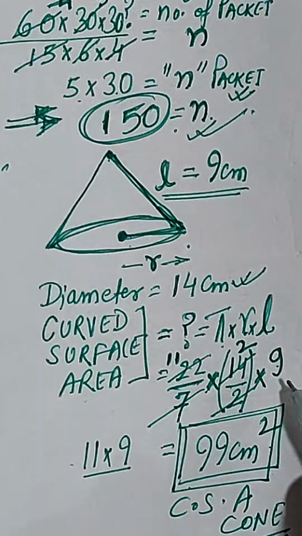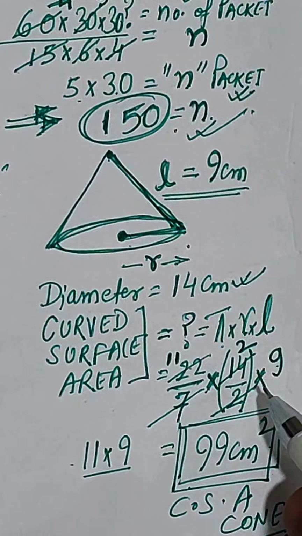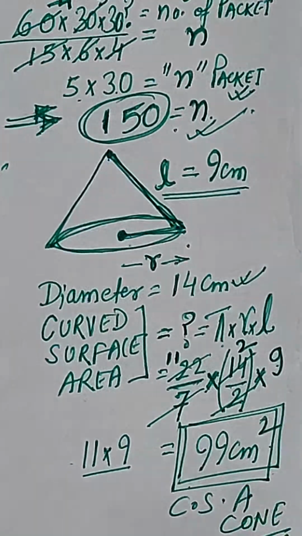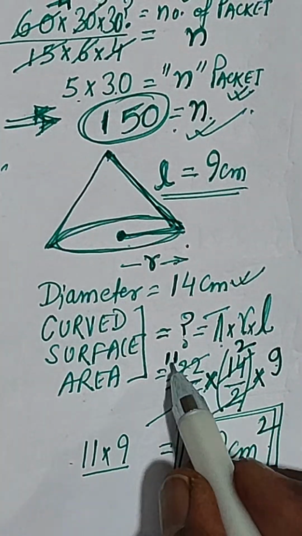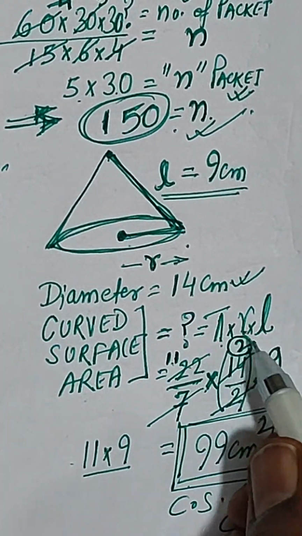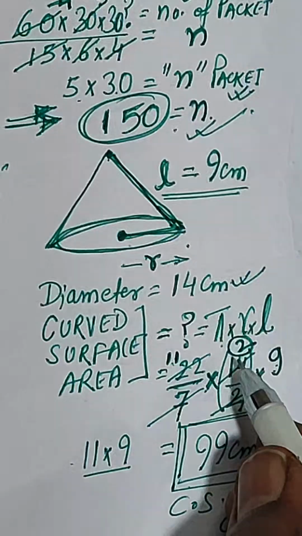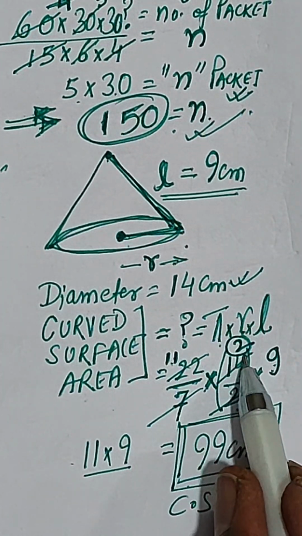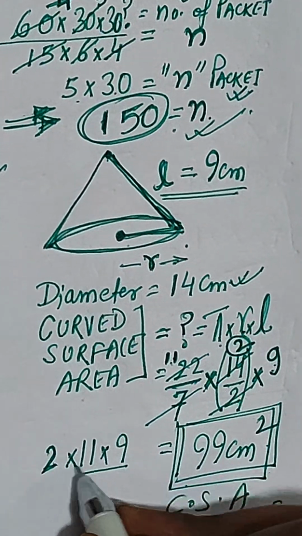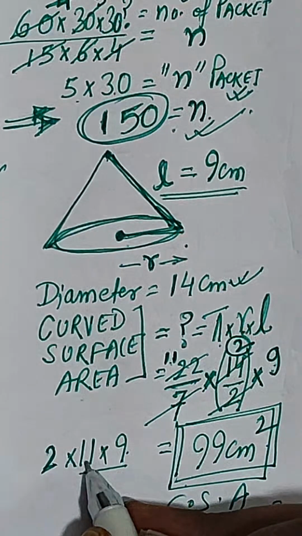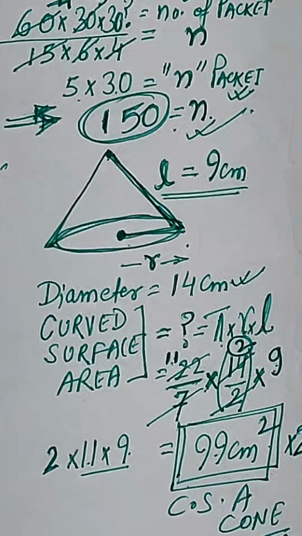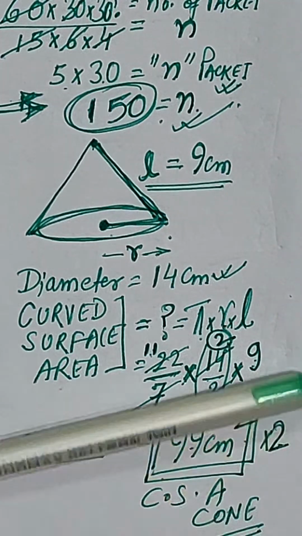Let me see if I did something wrong. Badshah, your answer seems correct, right? Let me verify. 11 into 9, but I left this 2. Oh, my dear friend Badshah, you are perfect. I left this 2, so this 2 will be multiplied, right? So 9 into 11 is 99, but this will be multiplied with 2 again.